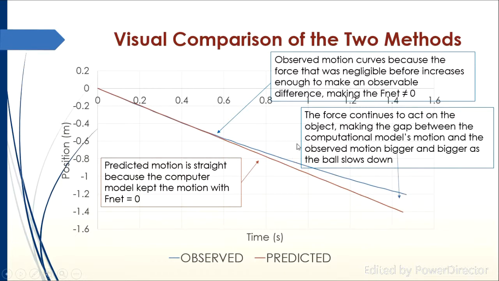The force continues to act on the object, making the gap between the computational model's motion and the observed motion bigger and bigger as the ball slows down.